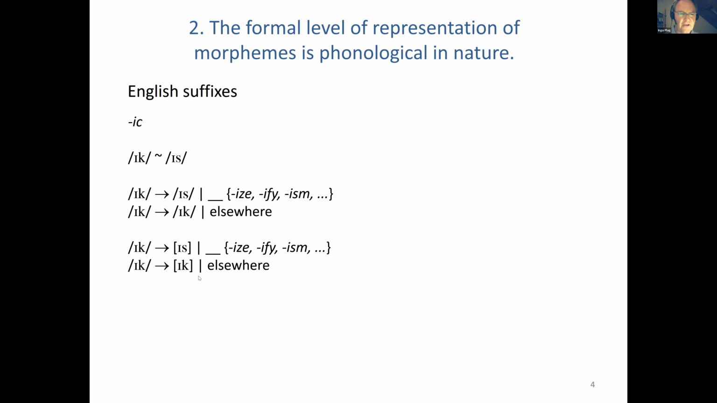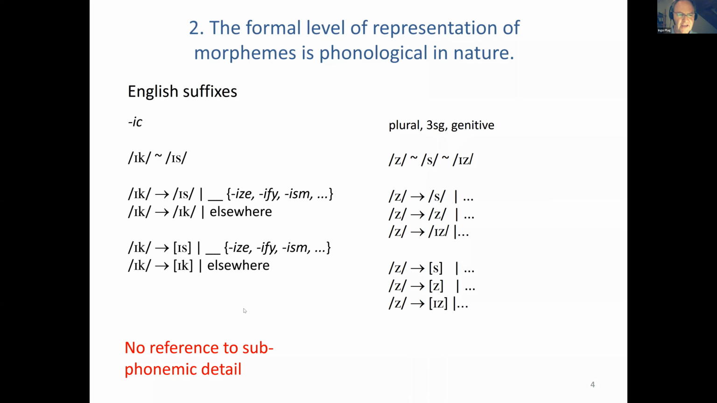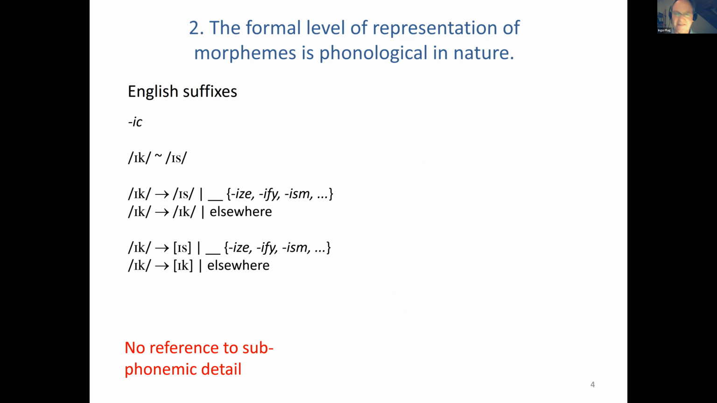And depending on your preference, you sometimes see this expressed in slashes, but I never understood why you would do it in slashes or why you would do it in brackets, indicating phonemic versus phonetic representations. I never understood that difference in this context, and it's never talked about in textbooks actually. So what is important is that there is no reference to subphonemic detail in these rules. Subphonemic detail is just irrelevant, so we think.